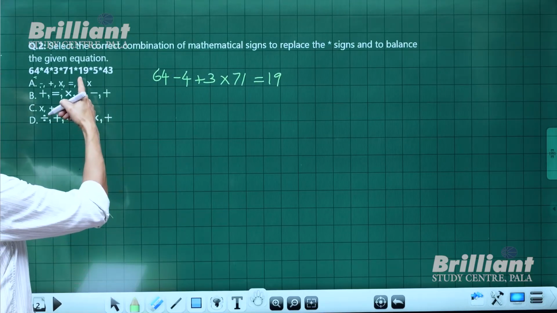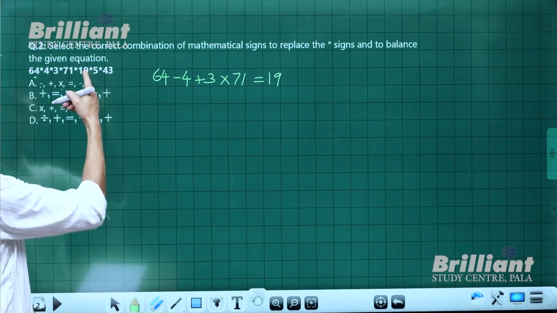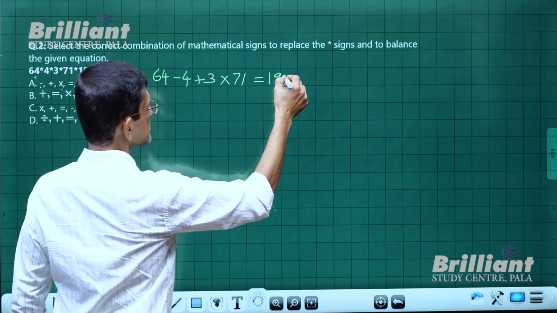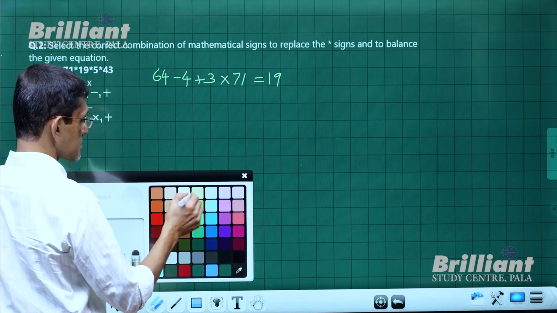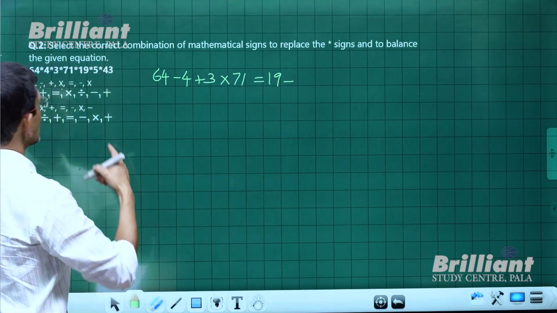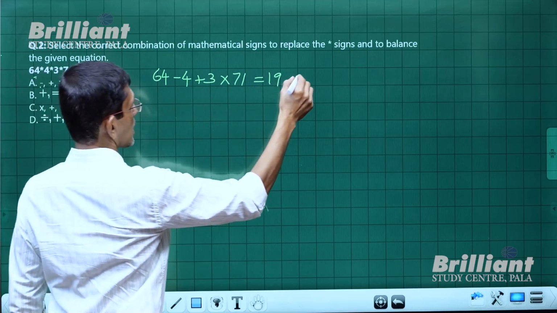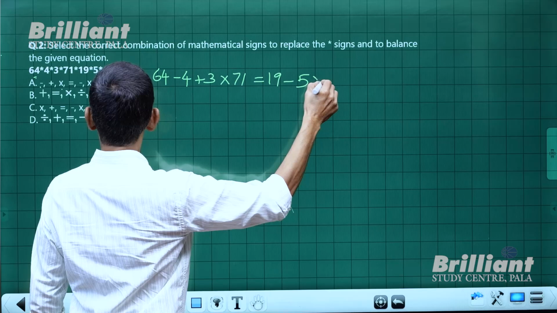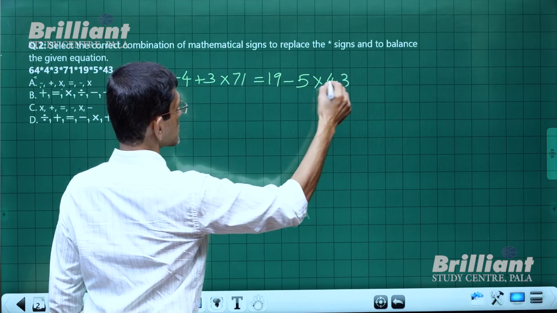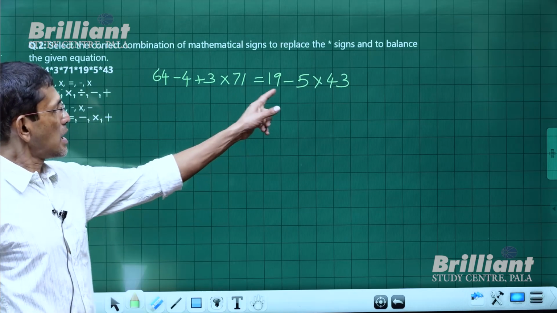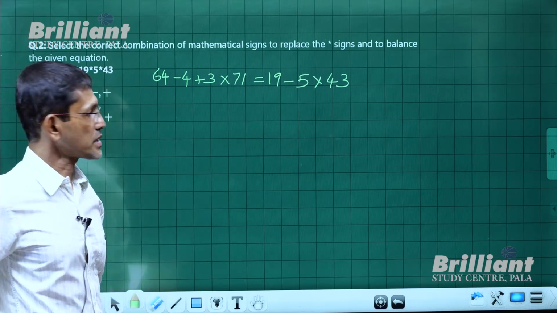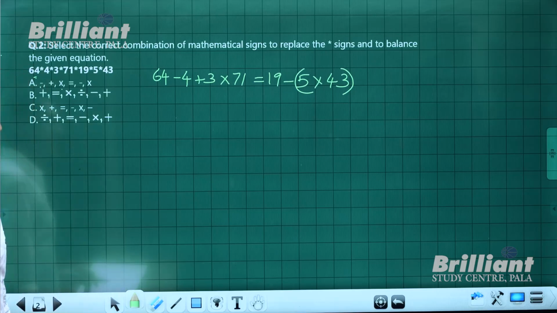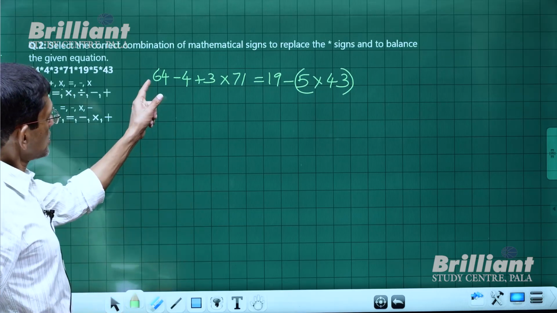Then 19, and instead of the star mark we have minus. So 19 minus 5. Then at the next star mark, again multiplication, 43. So 19 minus 5 into 43. So 5 into 43 is approximately 200, right?